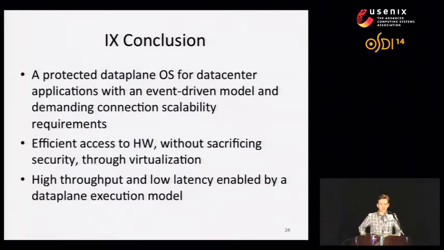All right, running out of time, so let's wrap up the talk. Again, this is a protected dataplane operating system. It's designed for data center applications that have really demanding connection scalability requirements, and we have 2 contributions. The first is this new use of virtualization to get both security and fast access to hardware. The other is this new execution model that makes it possible to get both high throughput and low latency. So with that in mind, thank you very much. Are there any questions?